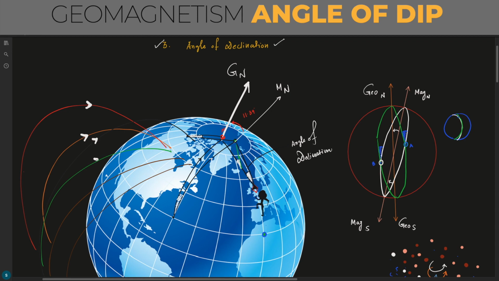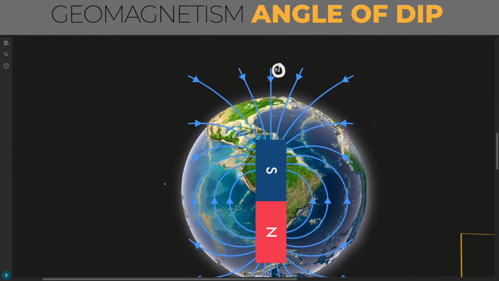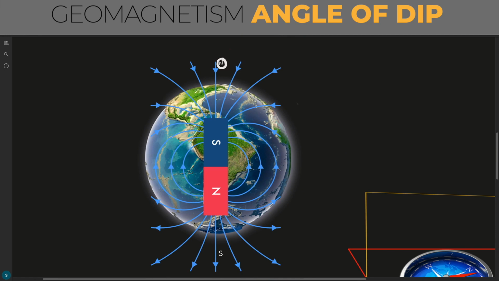Now you can ask me, if this is a north pole, then definitely the magnetic lines of force will emit from here, as it is very natural. But you need to understand one simple fact. The actual Earth's north pole, what we call the north pole, is where the magnetic south pole lies. Here in this picture you can see this is the north pole of the Earth, and here is the south pole of the Earth.